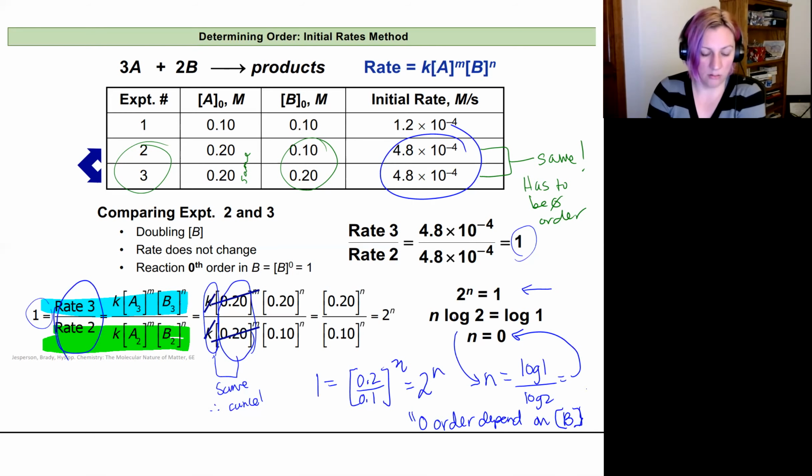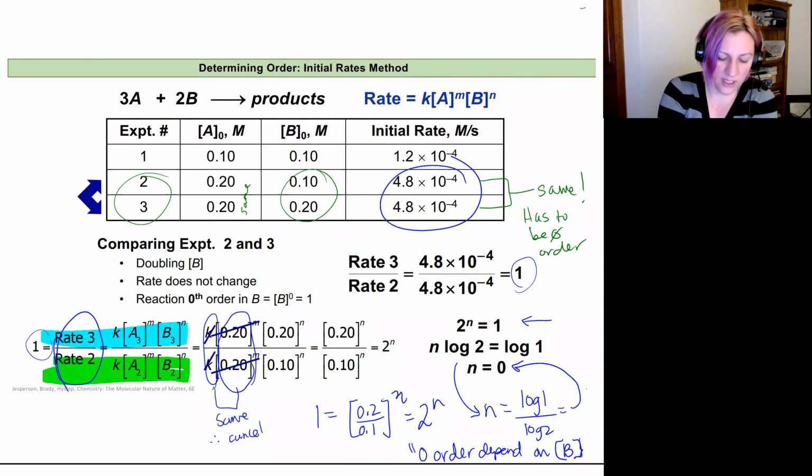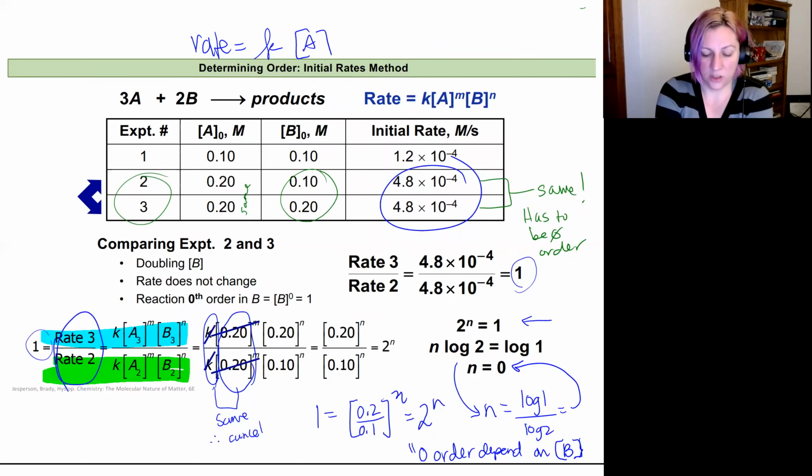All right, cool. So now in my rate law, I've got more information. I know that rate is equal to my rate constant times the concentration of A squared times the concentration of B to the 0 power.